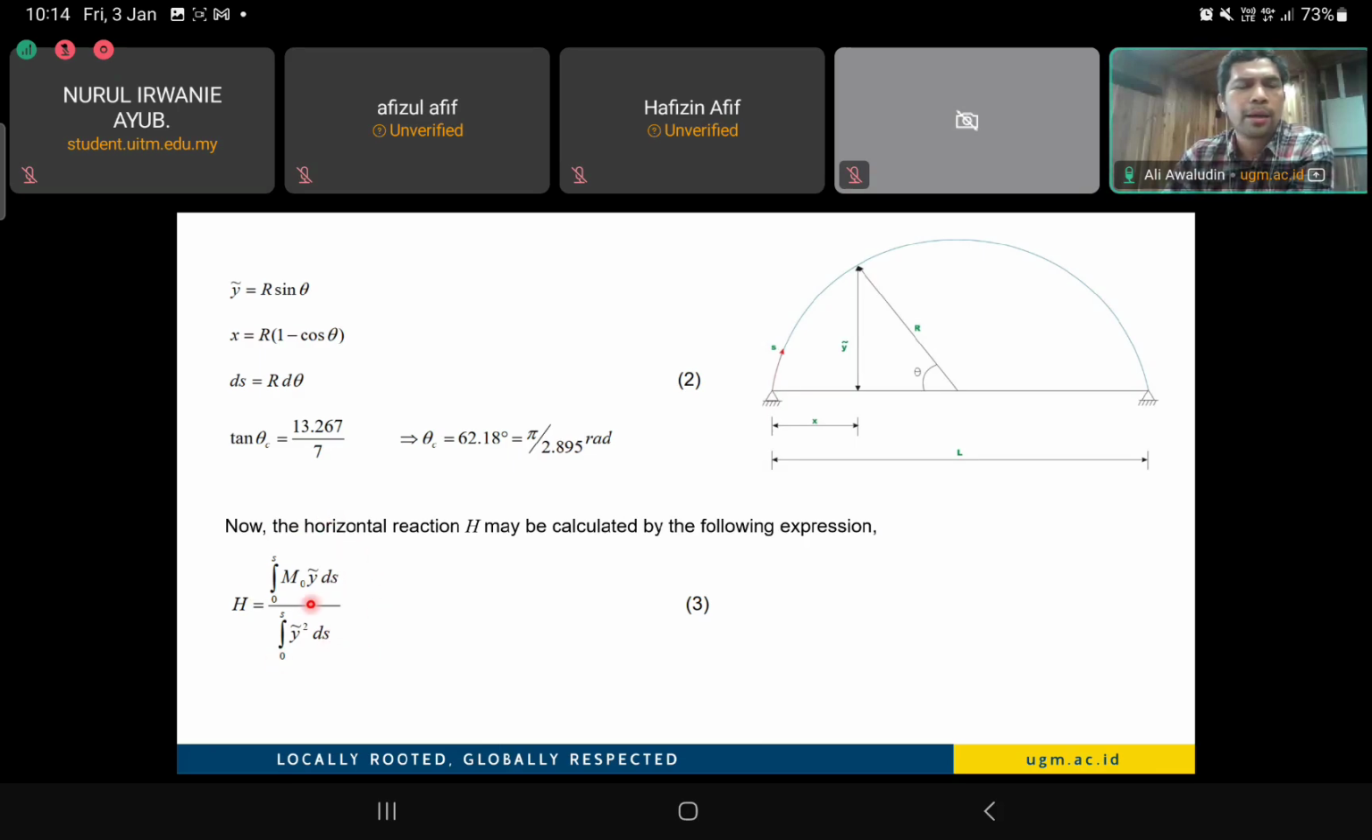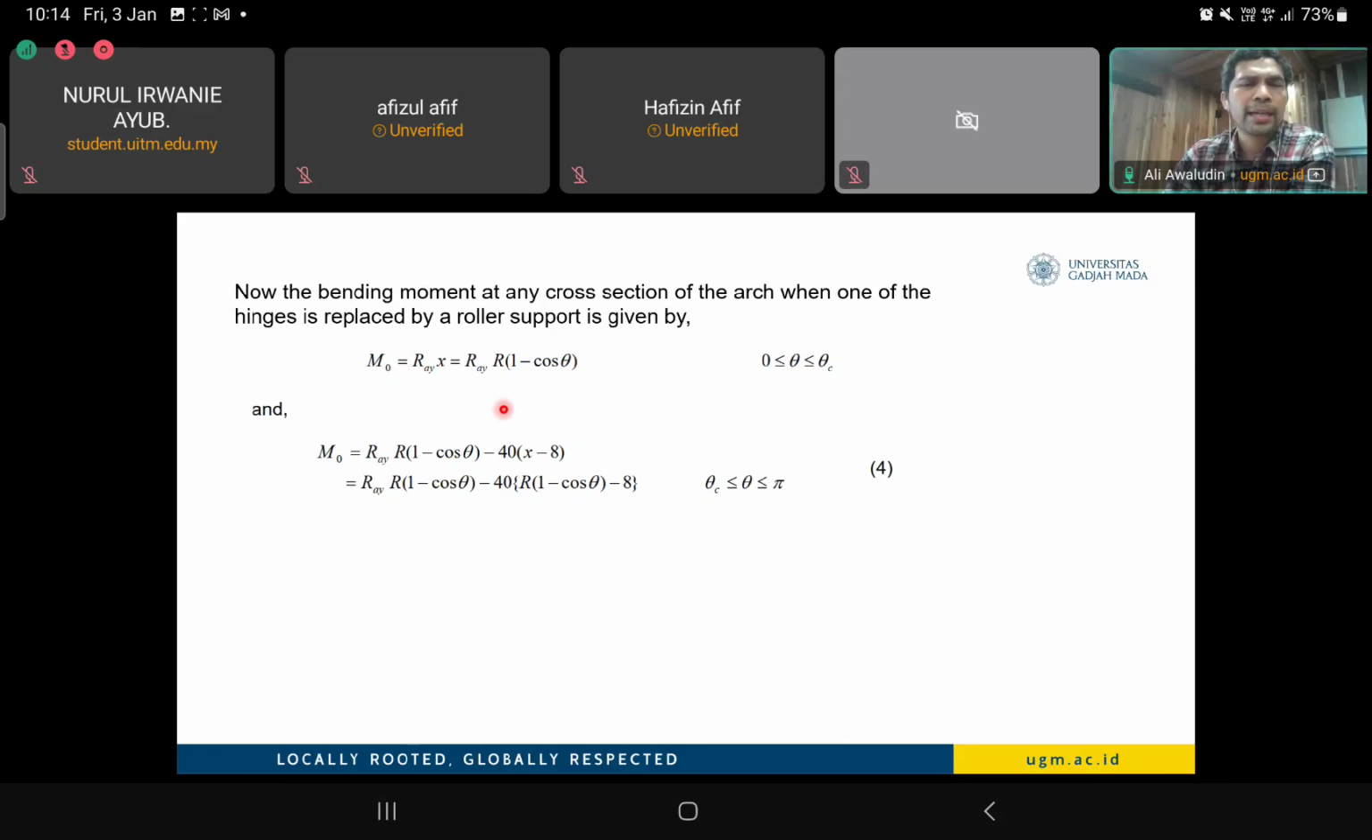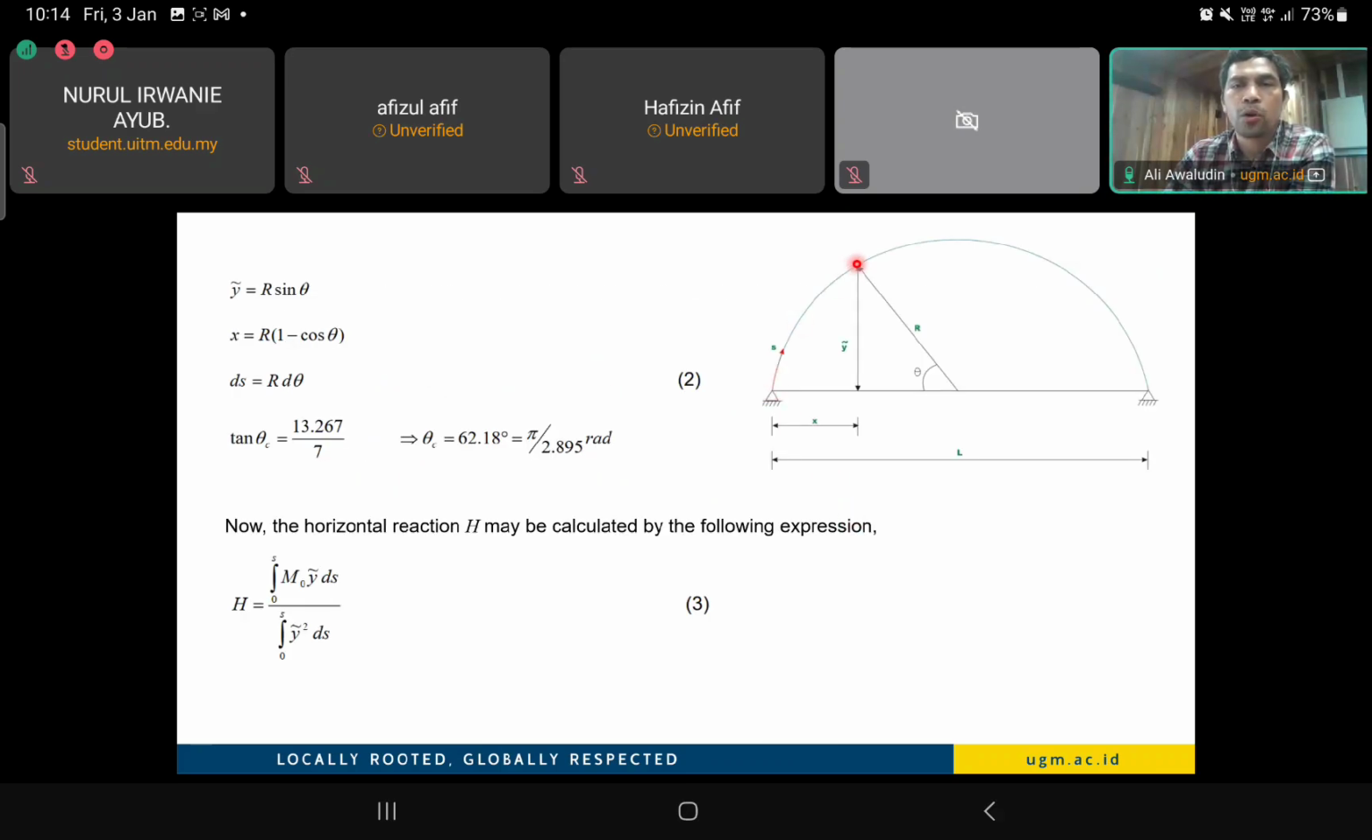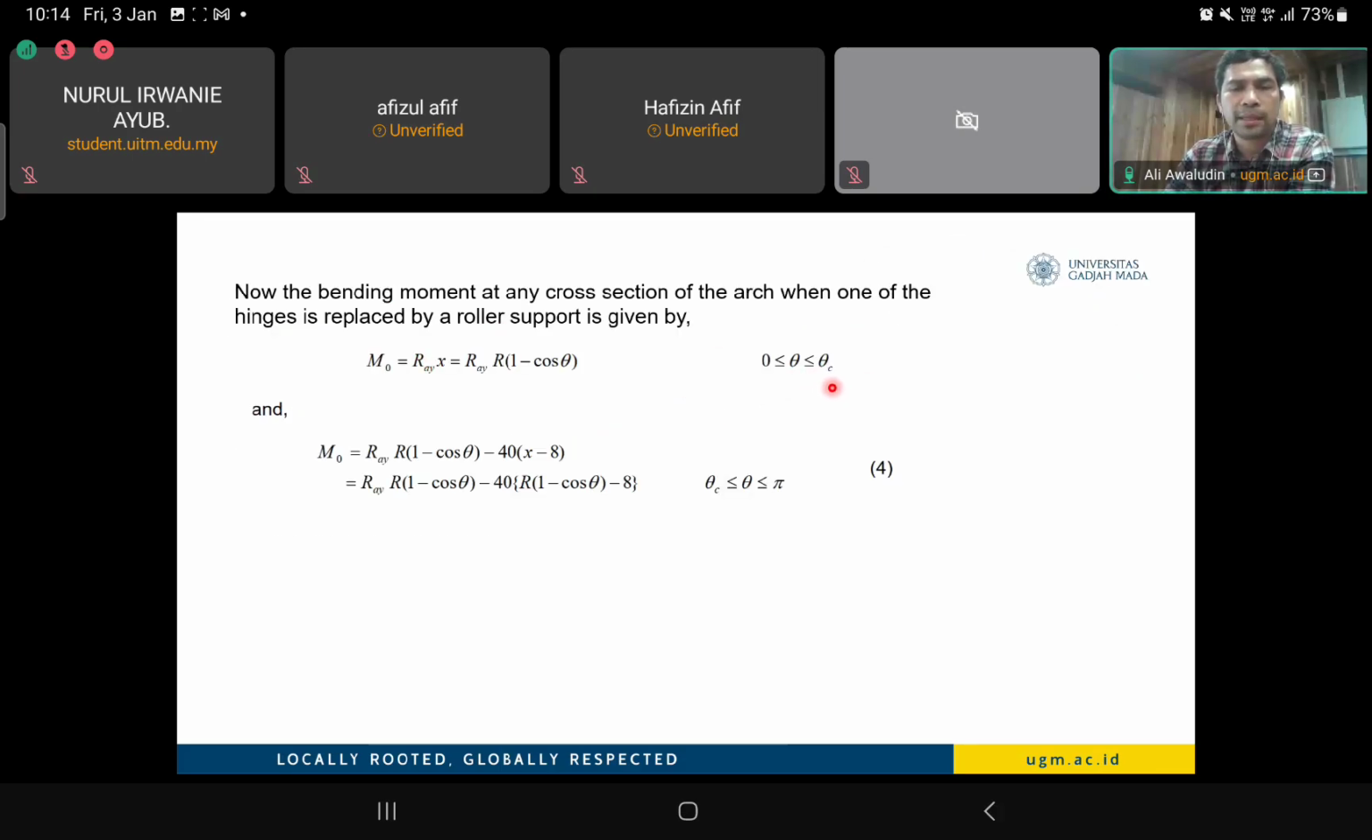We are now formulating the M equation. This is the moment according to simply supported, because the bending moment from here to here will be different from here to here. So the formulation will be different. So here we segment it down, and we have two variations: from 0 to theta c, and from theta c to phi, which is equal to 180 degrees, half of the total arch. This is the formulation based on the simply supported assumption.